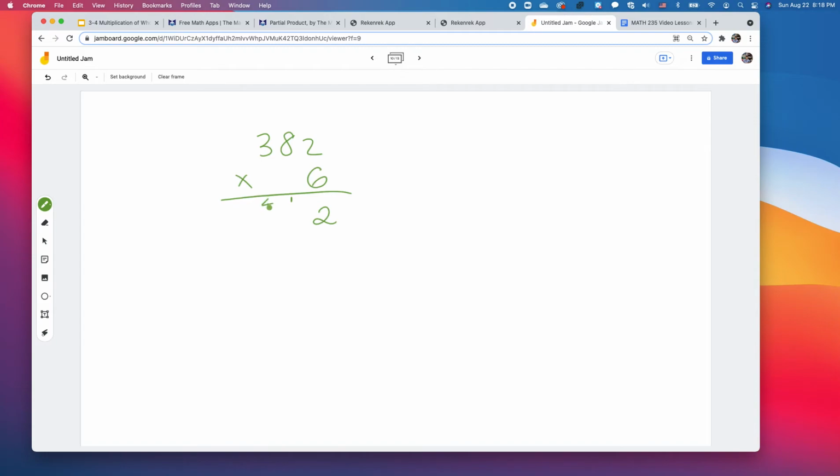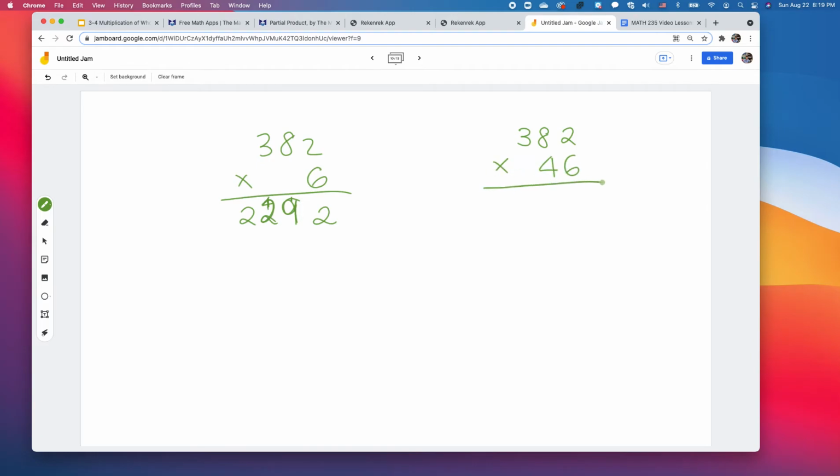48 tens, but you have another 1 ten, it becomes 49 tens. And 6 times 300 is 1800. So you can have 1800, but because you have 4, 18 plus 4 is 22, so 2200. So that's my product for 382 times 6, 2292.